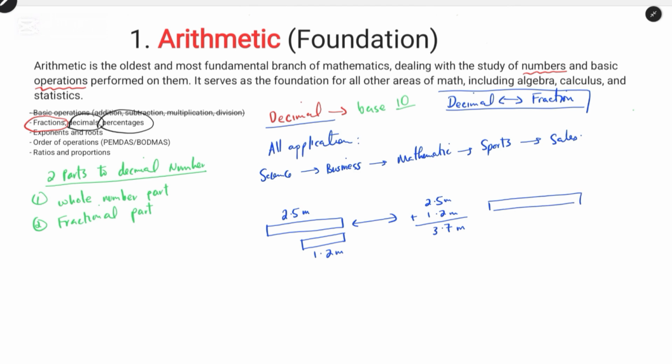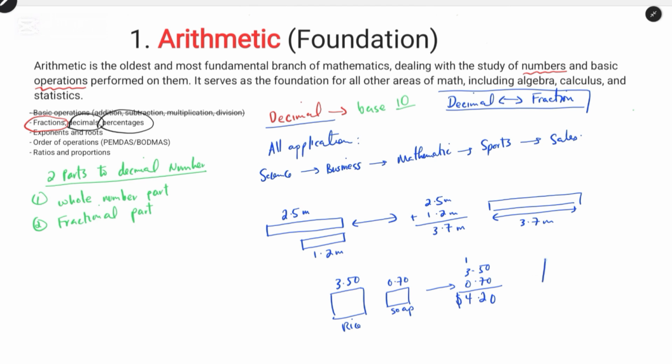Now the new length will be 3.7 meters. In terms of sales, if someone is buying a packet of rice for 3 kina 50 and buys a soap for $0.70, therefore the total now will be 3.50 plus 0.70. We have 0 to carry 1, and $4.20 is the actual price.